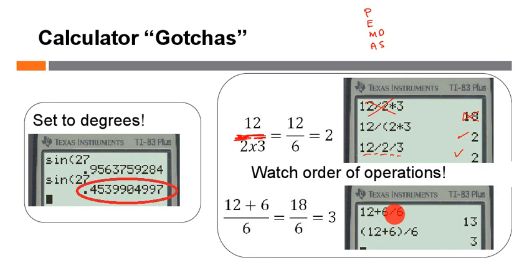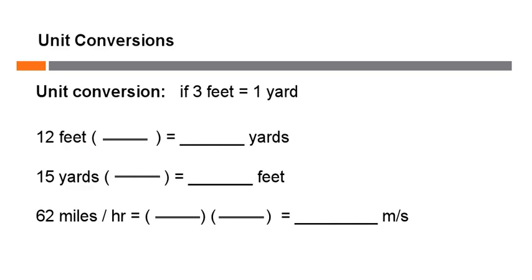6 divided by 6 is 1. 12 plus 1 is 13. Wrong answer. Okay, no good. So there again, those parentheses will hold the numerator together. 12 plus 6 is 18. 18 divided by 6 is 3. That's the right answer. Just be mindful of what's going into your calculator.